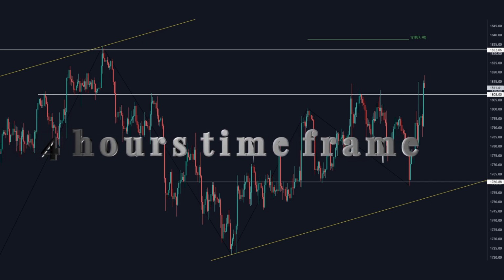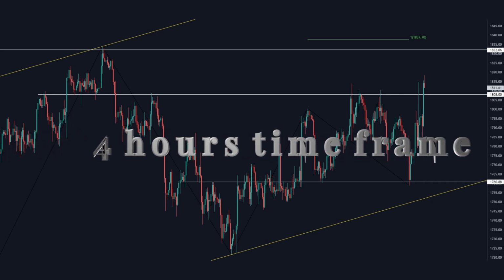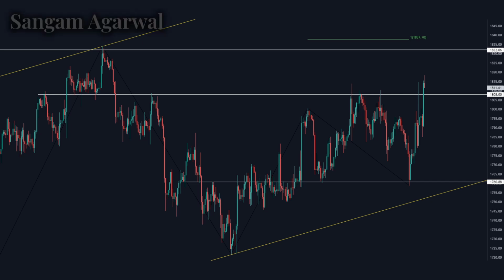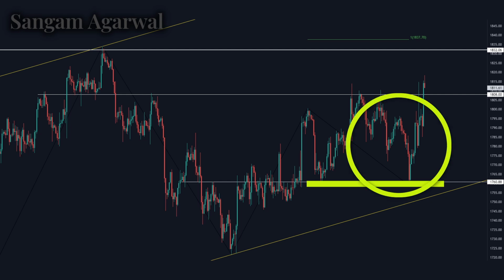This is H4 time frame of gold. On this time frame, price made double bottom at 1760 after tapering. Last week, price did both. It went in both directions, up and down, before and after FOMC, as we expected.